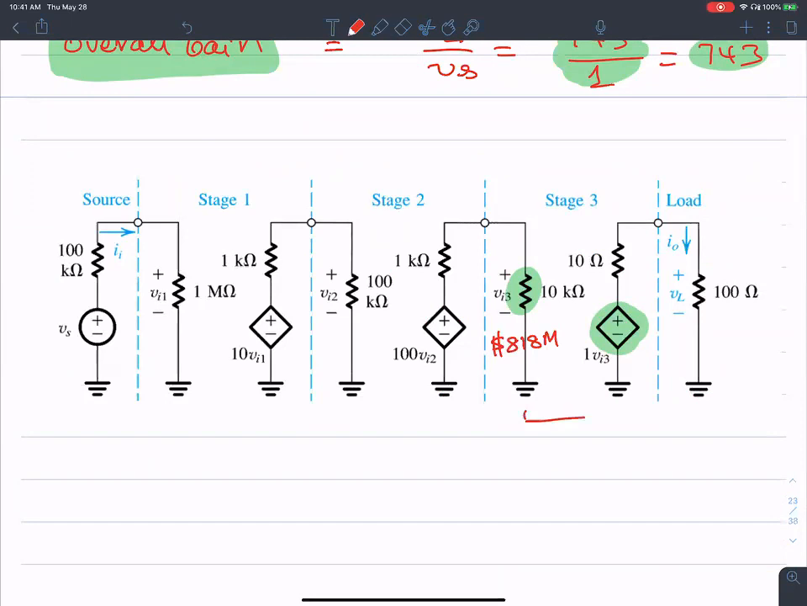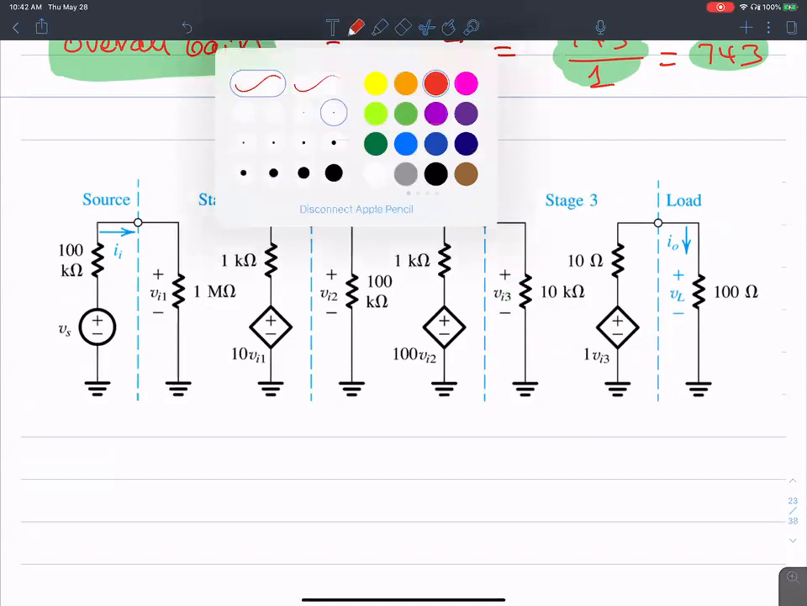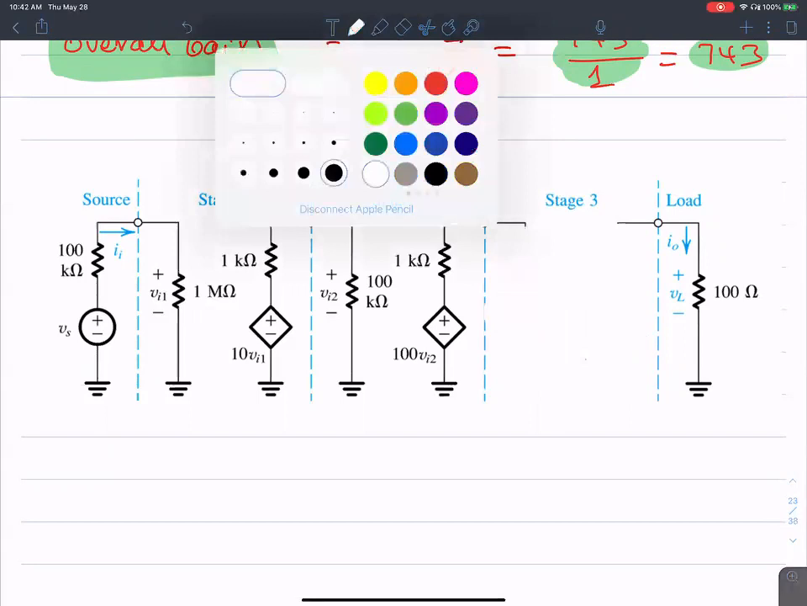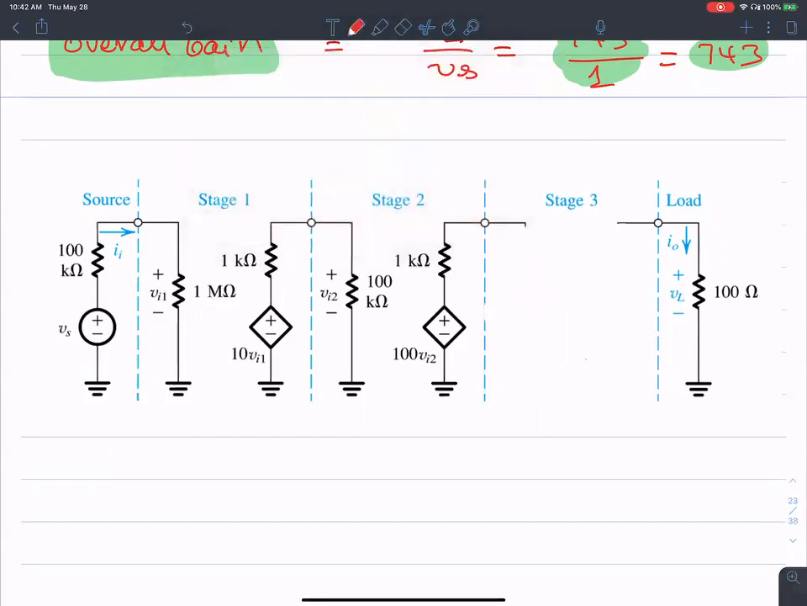$818 million. And you saw that this was only giving a gain of one. So you felt that this gain was not necessary. So what you do is get rid of this stage completely, and directly connect this $818 million to this guy. What do you think happens here?